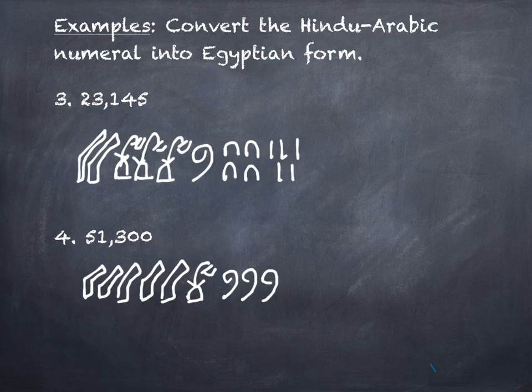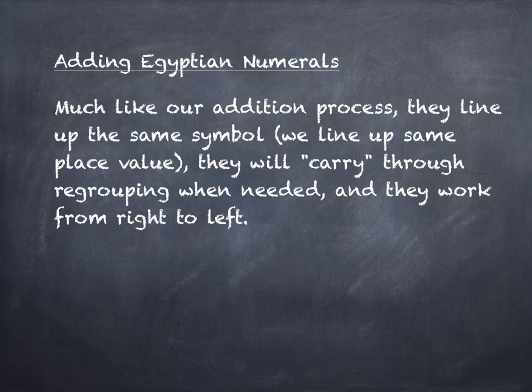All right. What we're going to do next with this information is we're going to talk about how we add if we're an Egyptian. Okay? So, addition in Egyptian, adding Egyptian numerals, is much like our own addition process. You'll line up the same symbol. We line up the same place value, but we're going to line up the same symbol. And then we're going to carry through regrouping when we need to. And we work from right to left.